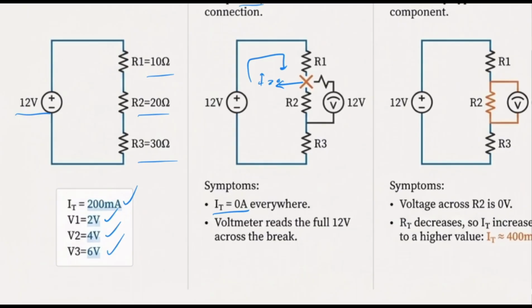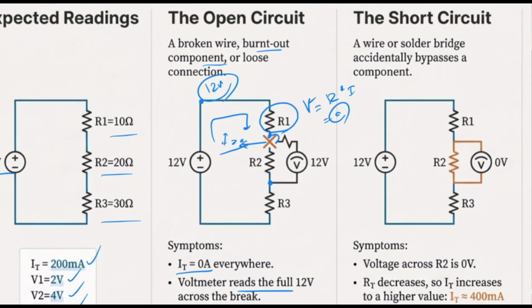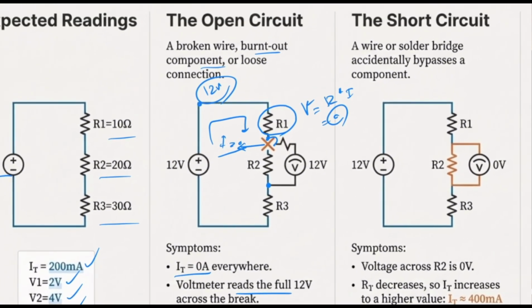Another thing is that the voltmeter is going to read the full 12 volts. Why? If you connect your voltmeter to this part and to that part, I don't have any current over here, which means the voltage drop this component has is, V is R times I. It doesn't matter how much resistance I have, my V is going to be 0. Again, voltage and current are different things. It doesn't mean that if you don't have any current, you don't have any voltage. Voltage is another thing.